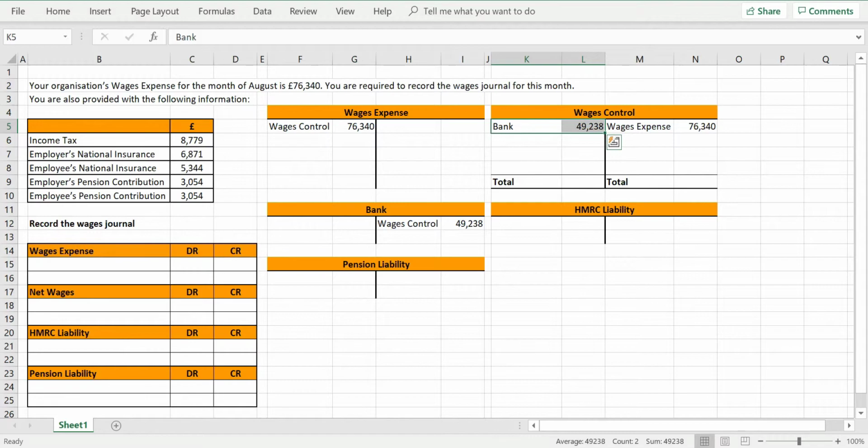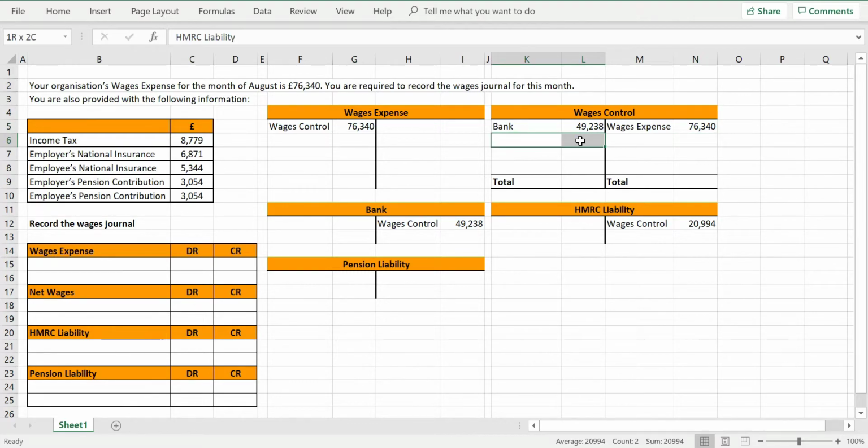So the next journal is going to be record the HMRC liability. Now the key, as you've seen in the blog, is the word liability. So because we're recording a new liability, we're going to expect the transaction to appear on the credit side because we're increasing that liability, like so. So the HMRC liability is going to be the income tax, the employer's national insurance, and the employee's national insurance. Now again, we're going to take that out of the wages control because it's sat in there at the moment in that 76340.